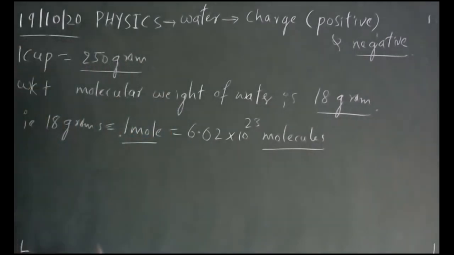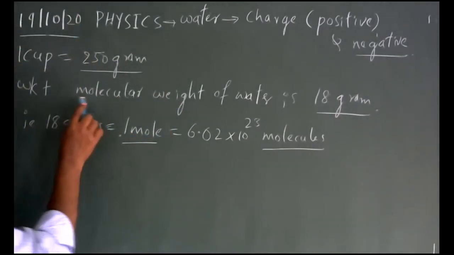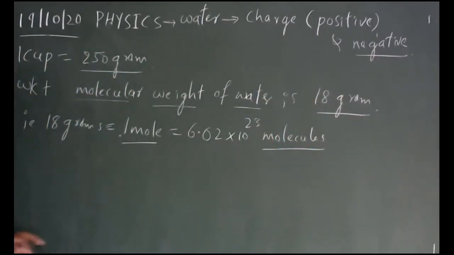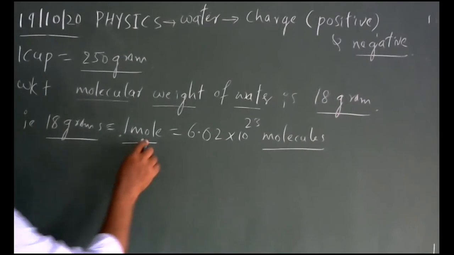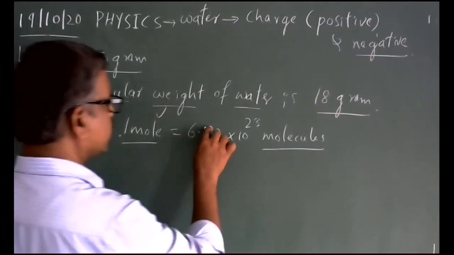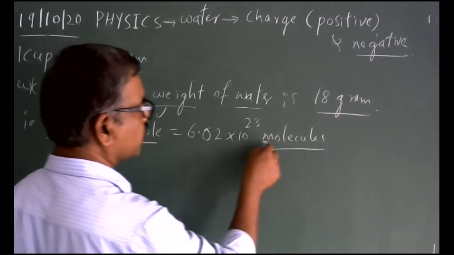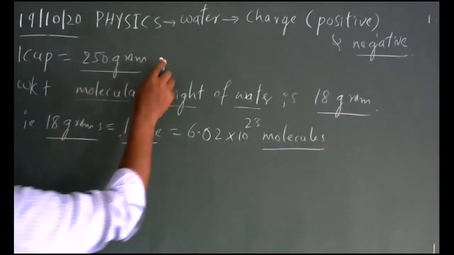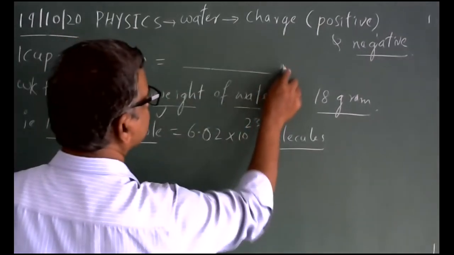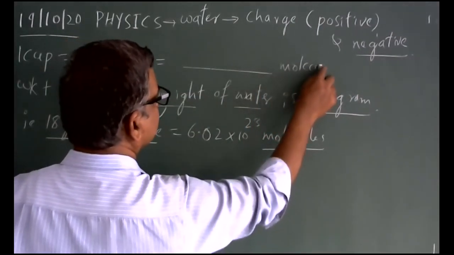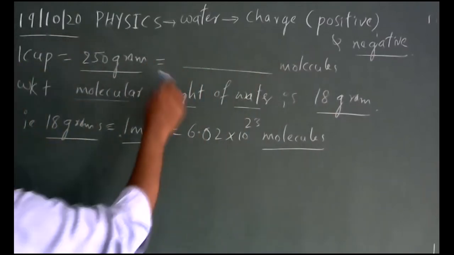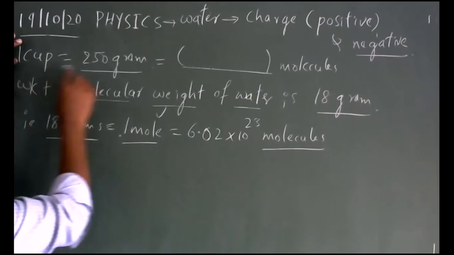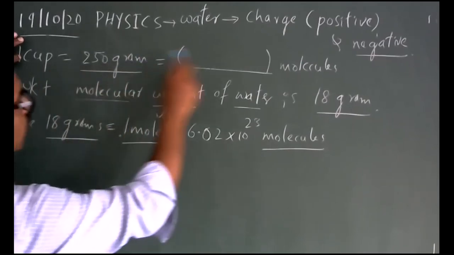I repeat, this is different. Molecular weight of water is 18 grams. What is 18 grams? 18 gram of water is equal to 1 mole. 1 mole is equivalent to 6.02 × 10 raised to plus 23 molecules of water. If this is the case, then 250 grams is equivalent to how many molecules? First, I need to calculate how many molecules are present in 250 grams. That is 1 cup. 1 cup equals 250 gram.